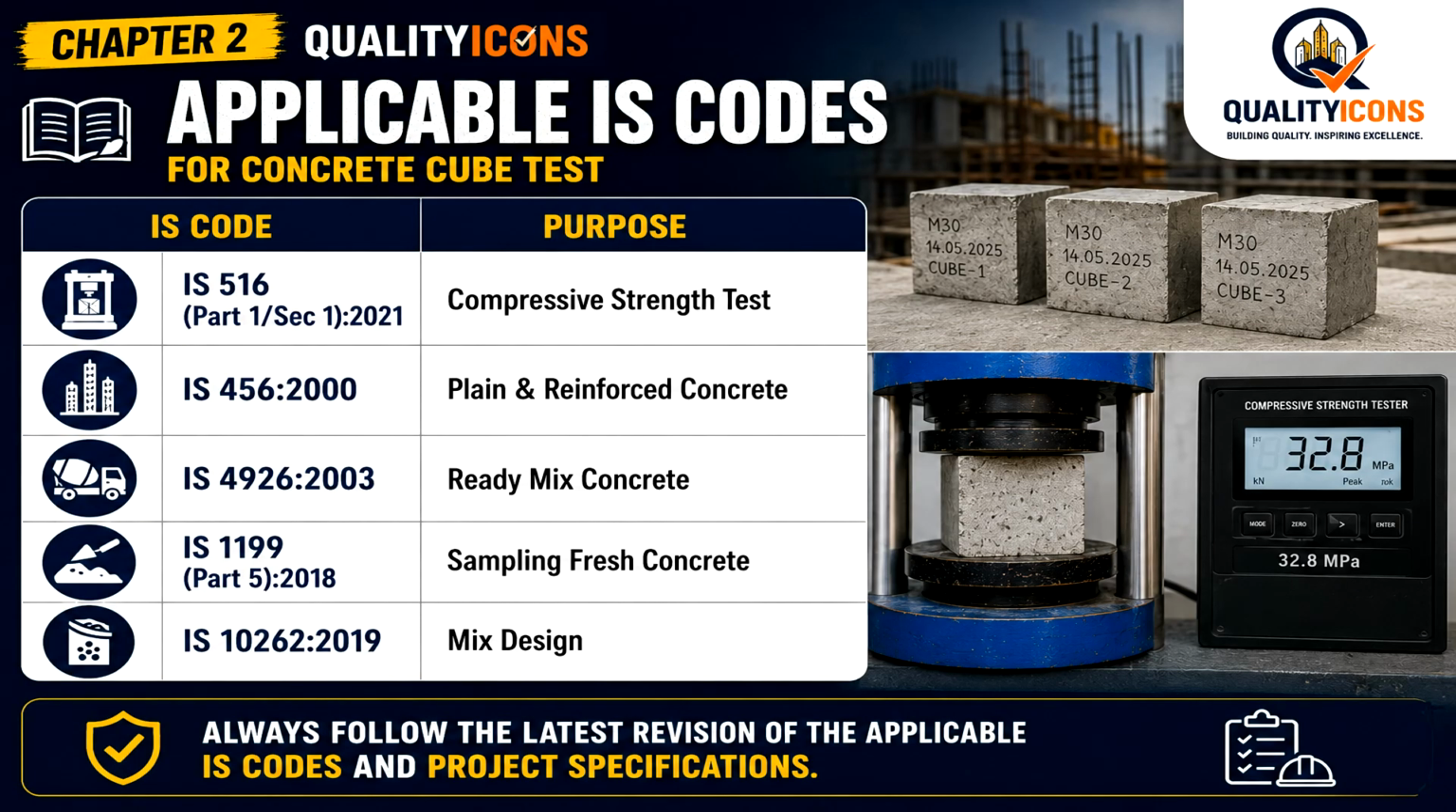What are the applicable IS codes? Before performing cube testing, every engineer should know the relevant Indian standards. That is IS 516 Part 1, 2021, for the compressive strength test. IS 456:2000 provides general requirements for plain and reinforced concrete. IS 4926 covers ready mix concrete production and quality. IS 1199 is for specific fresh concrete sampling procedures. All of you know that IS 10262:2019 covers concrete mix design. Always follow the latest revision of the applicable Indian standard codes along with your project specifications.